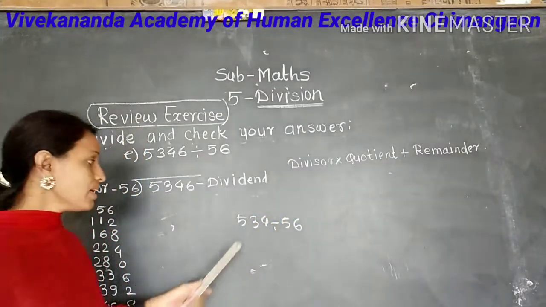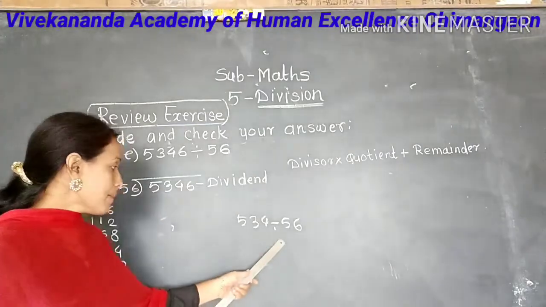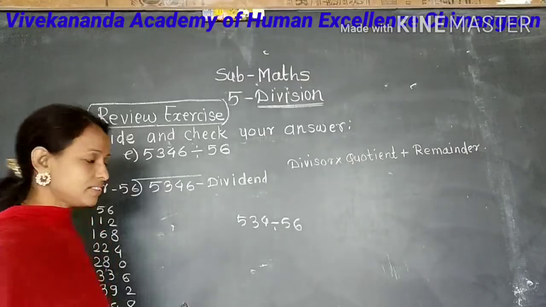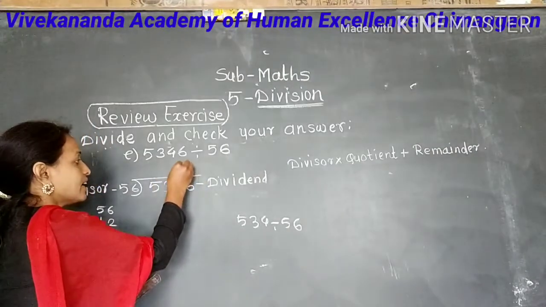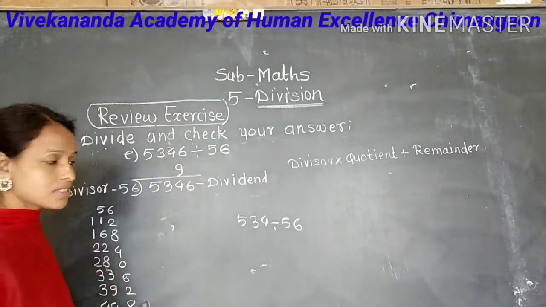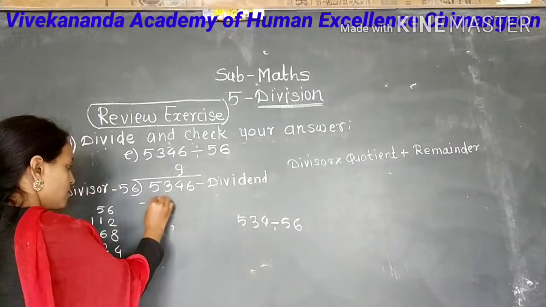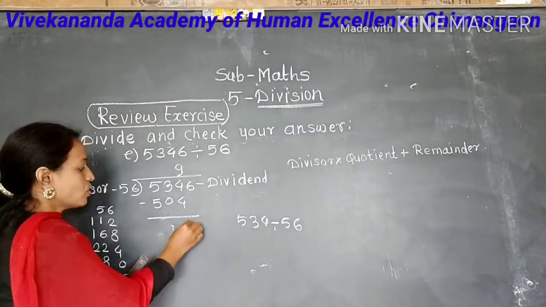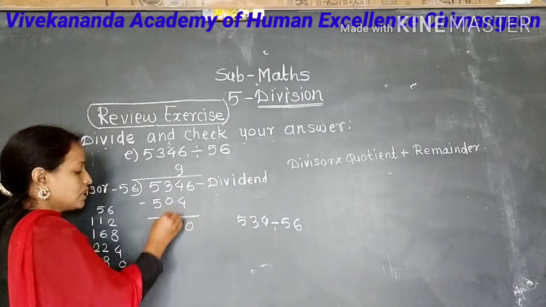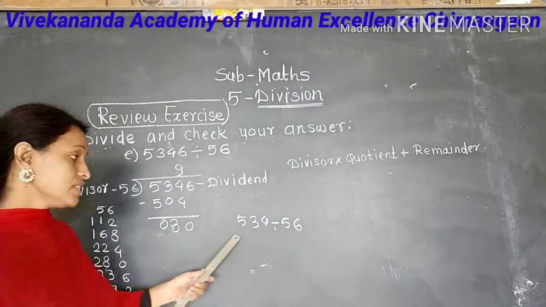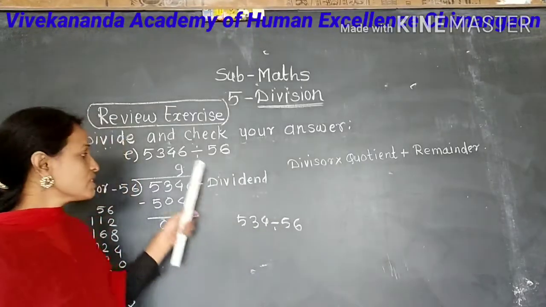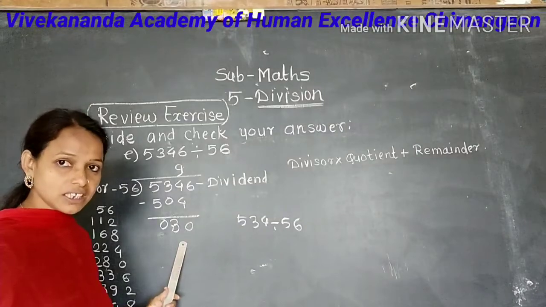So by dividing 534 by 56, it gives us quotient 9. So we write 9 here in the tens place. Subtract 504. 4 minus 4, 0. 3 minus 5, 0. In this way, by dividing 534 by 56, it gives us quotient 9 and remainder 30.